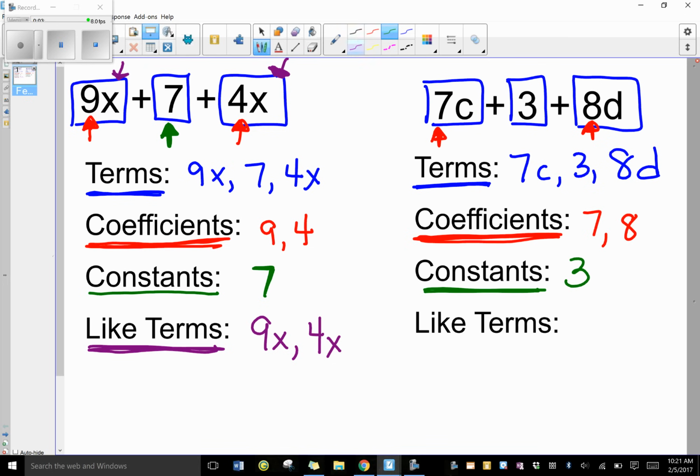Now keep looking at like terms. Do we have any terms here that share something in common? Let's go through each of them. We have 7c, 3, and 8d. So unfortunately, none of these terms have anything in common. And if that happens, all you would need to do is write none.